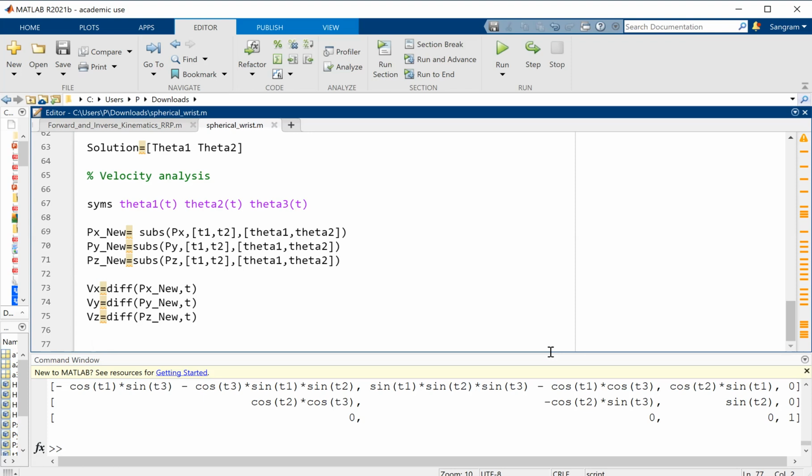Now, this is the inertial angular velocity of the robot end effector described in the fixed frame. This is given as 0R1 multiplied by [0 0 theta 1 dot], plus 0R2 multiplied by [0 0 theta 2 dot], and plus 0R3 multiplied by [0 0 theta 3 dot].